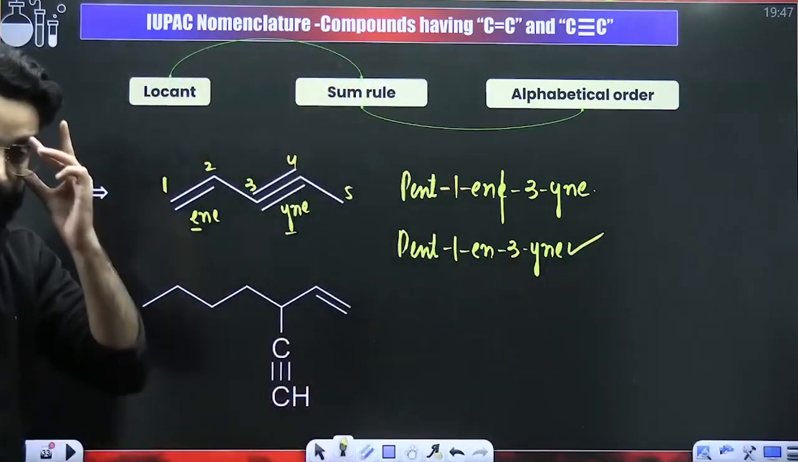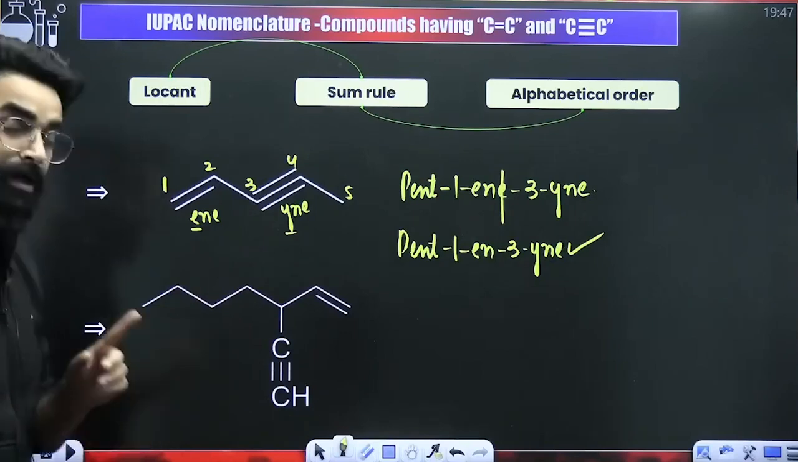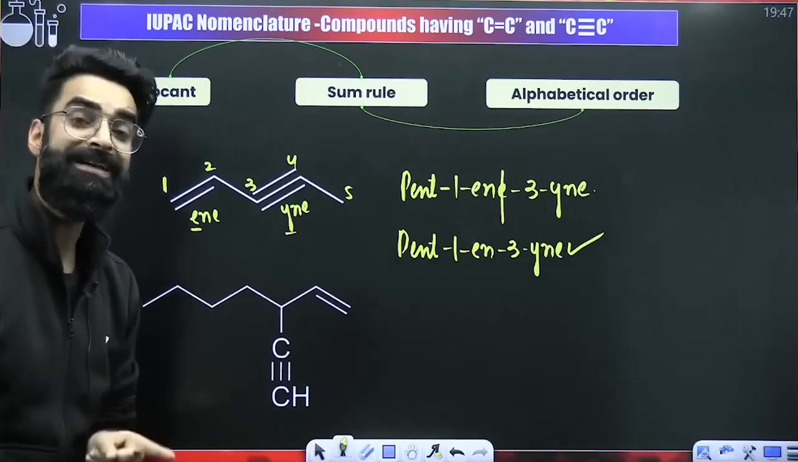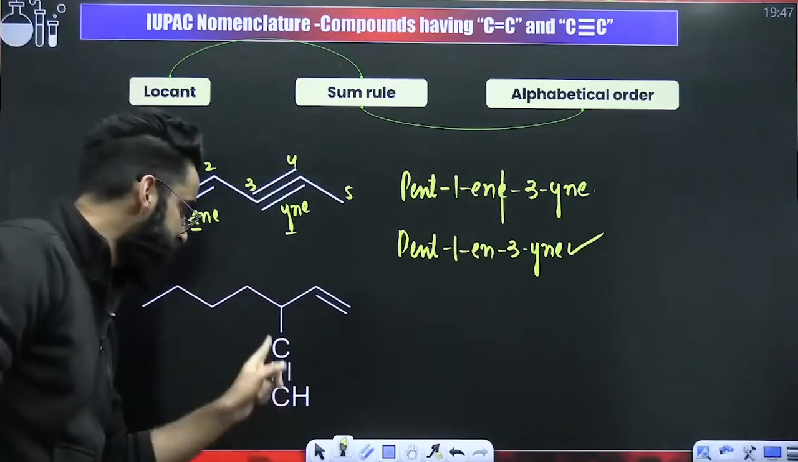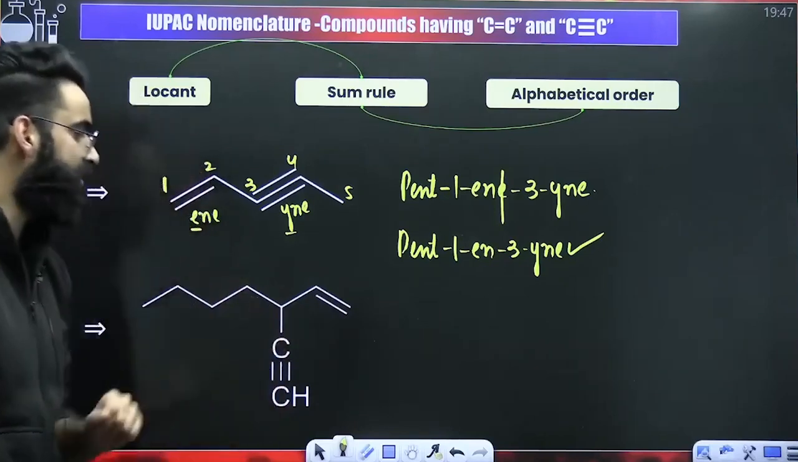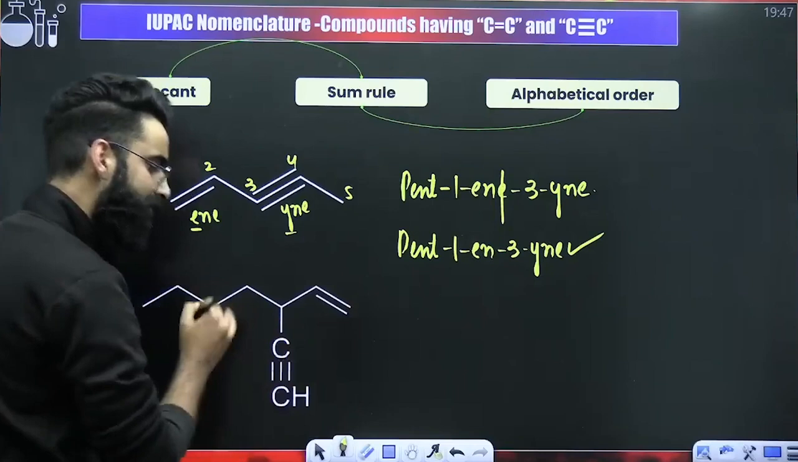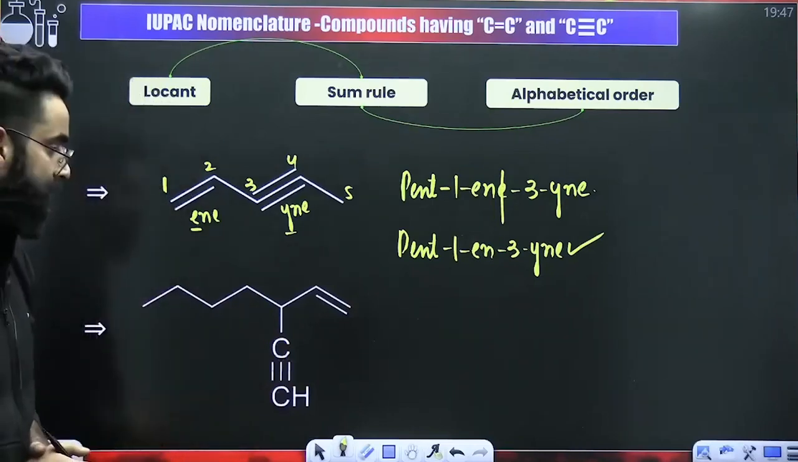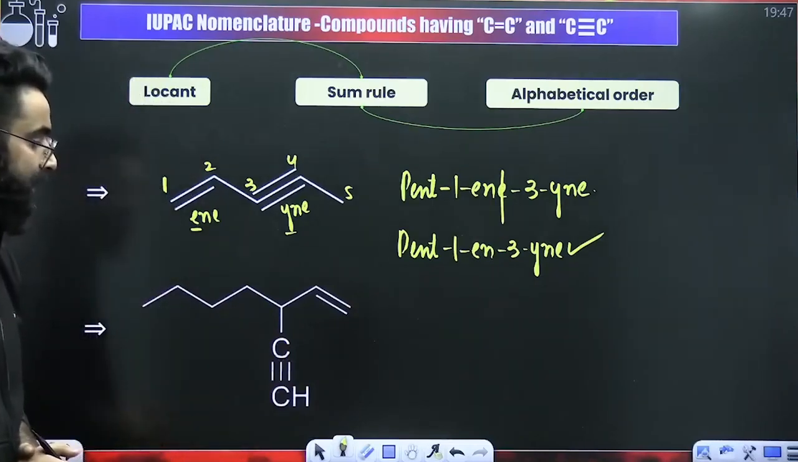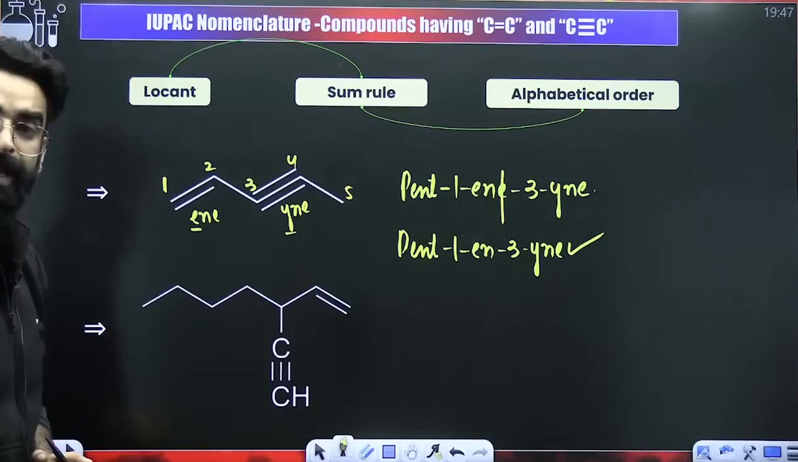Look at the next one. Multiple bonds to be present in the main chain. So this is going to be your main chain. Now from where you are going to start the numbering? Will you start the numbering from here or here? Try to understand. From where you are going to start the numbering? Quickly, let me know.